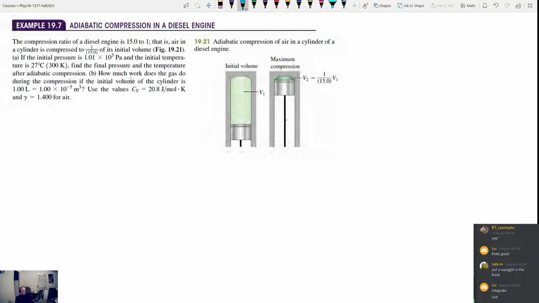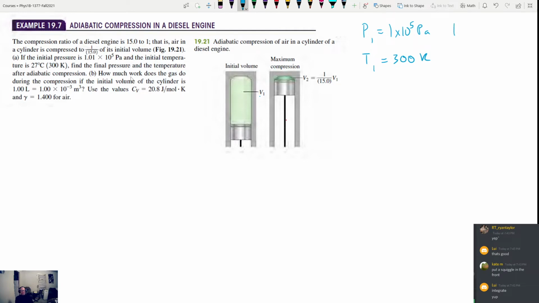It says the compression ratio is 15 to 1. That is, air in the cylinder is compressed to 1/15 of its initial volume. So here's V1. It says V2 is 1/15 of V1. If the initial pressure is 1 times 10 to the 5 pascals, so let's call that P1. So this is 1 times 10 to the 5 Pascal. And the initial temperature is 300 Kelvin, so we'll call T1 is equal to 300 Kelvin. Find the final pressure and temperature after adiabatic compression.